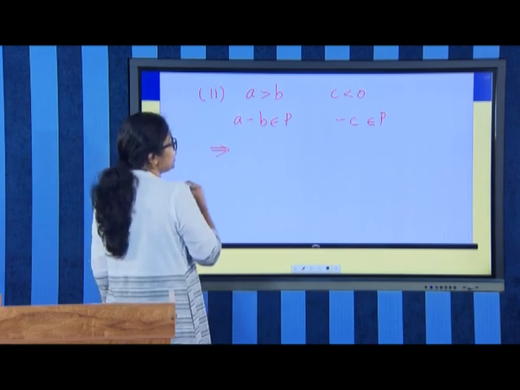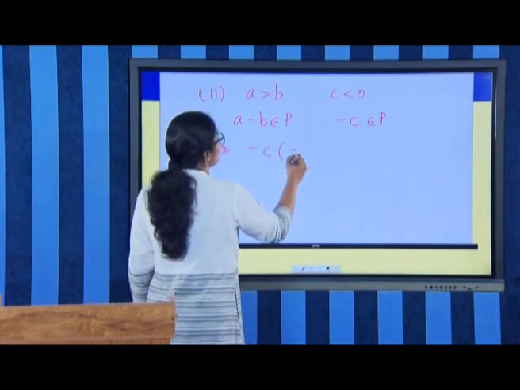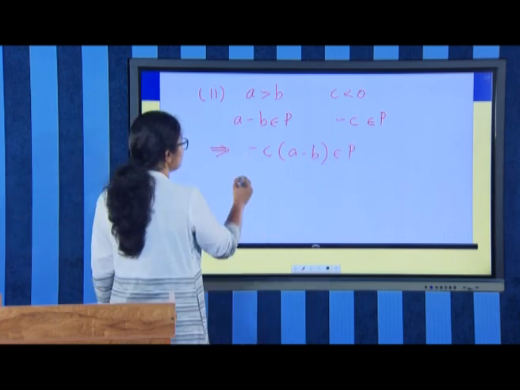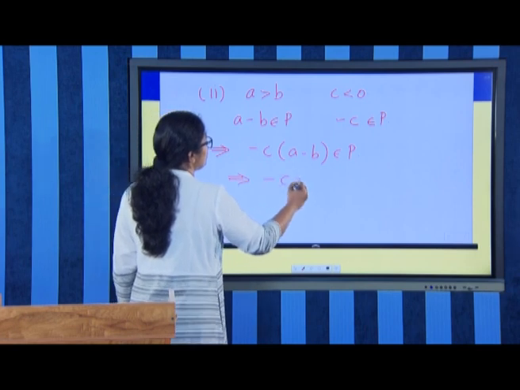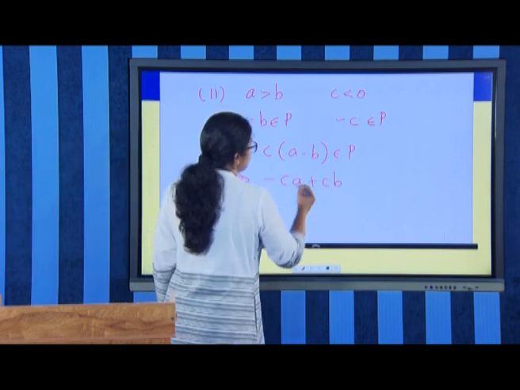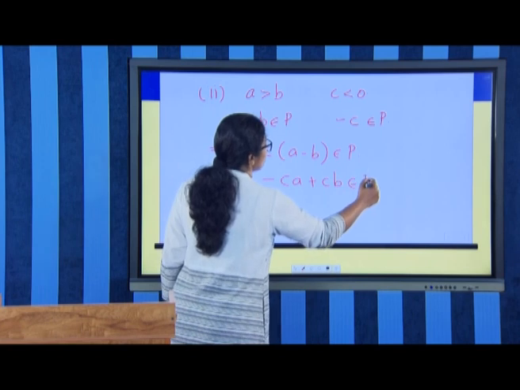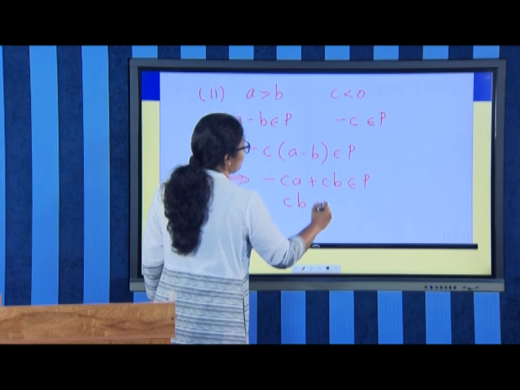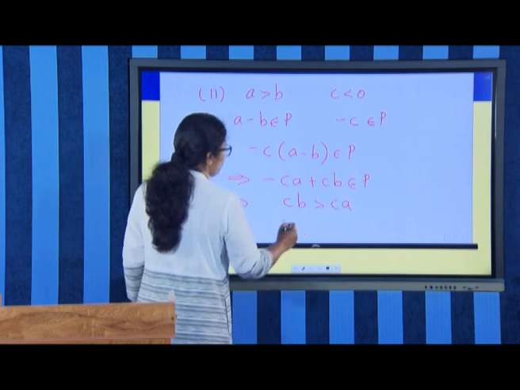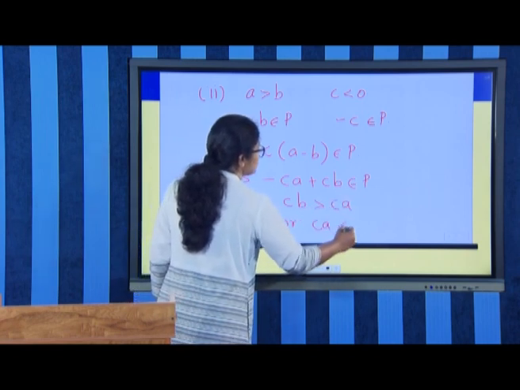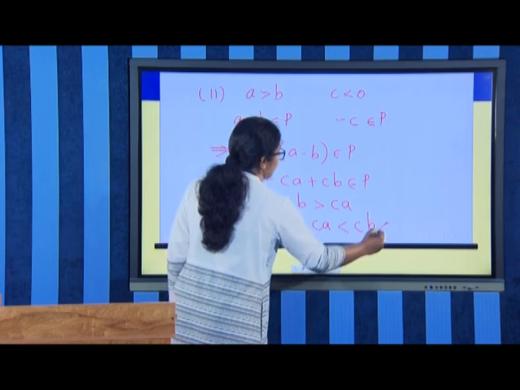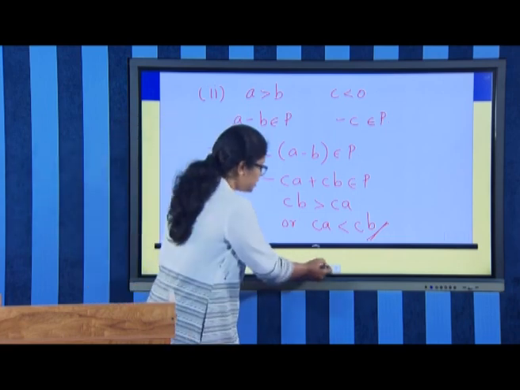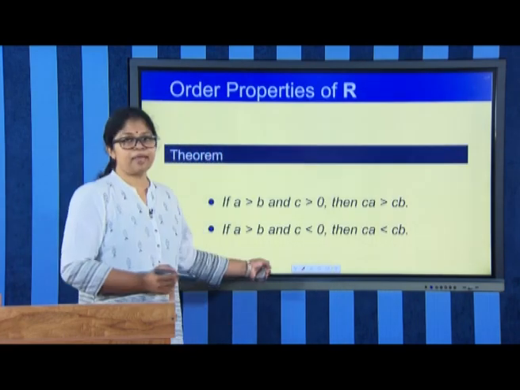So, this means again negative C into A minus B belongs to the set of all positive real numbers, which indicates that negative CA plus CB belongs to the set of all positive real numbers, which means CB is greater than CA or CA is less than CB as required in the theorem. So, that is the proof of the second part.